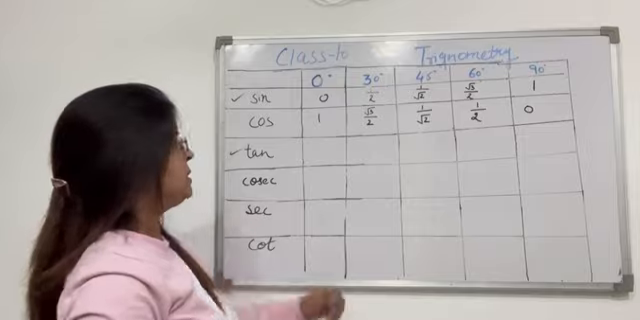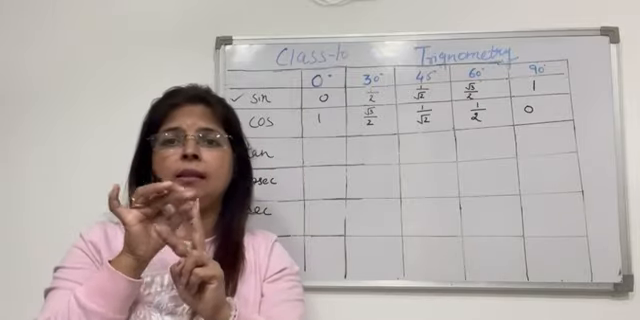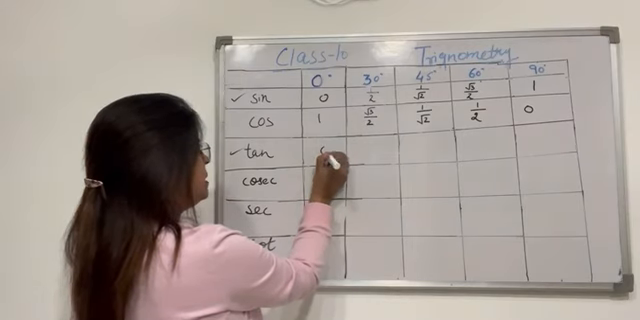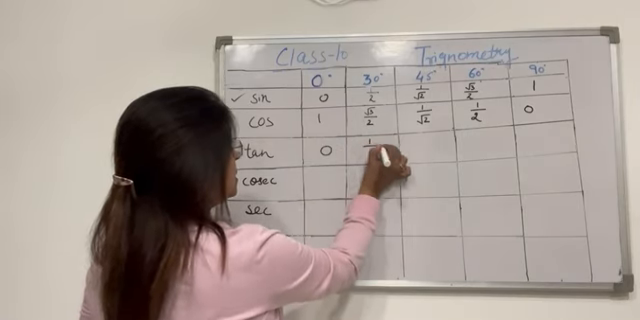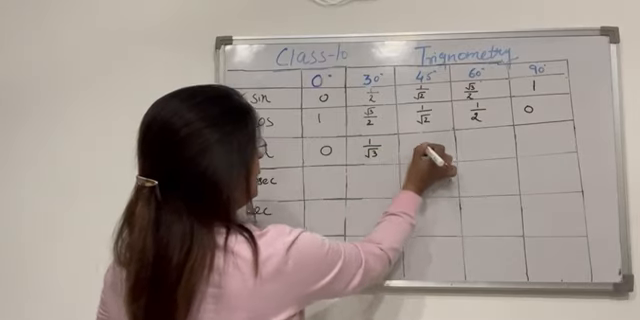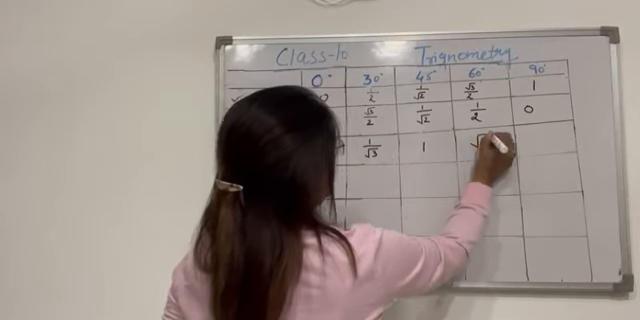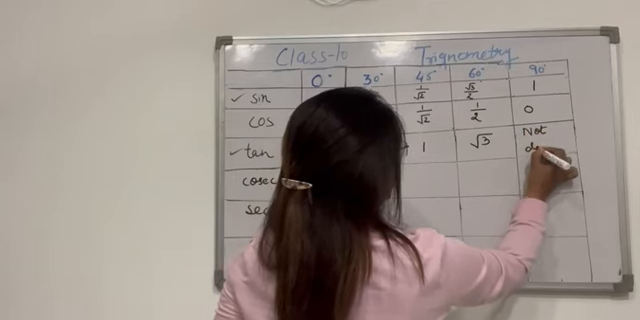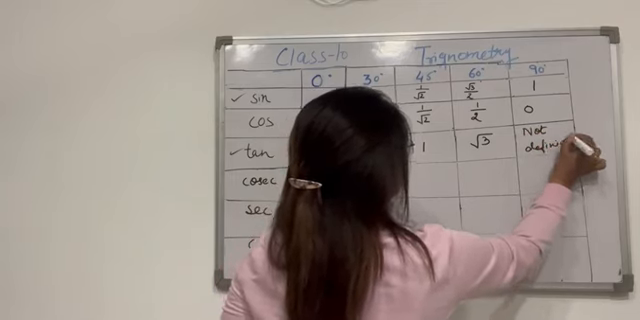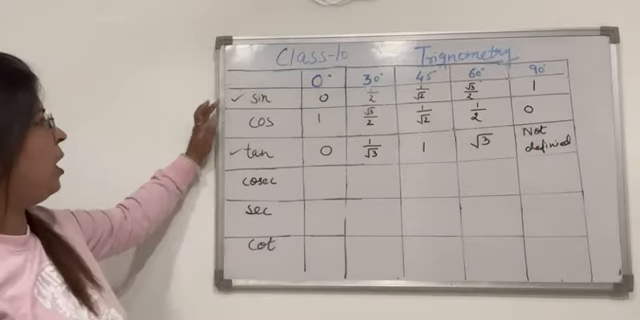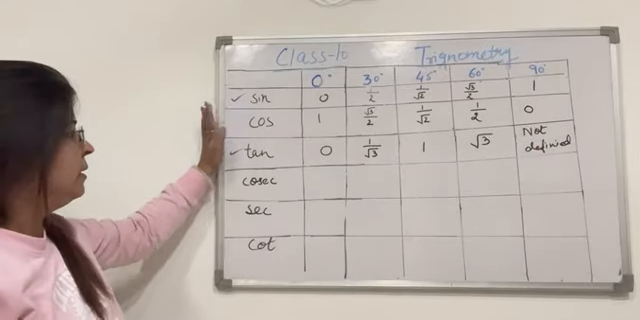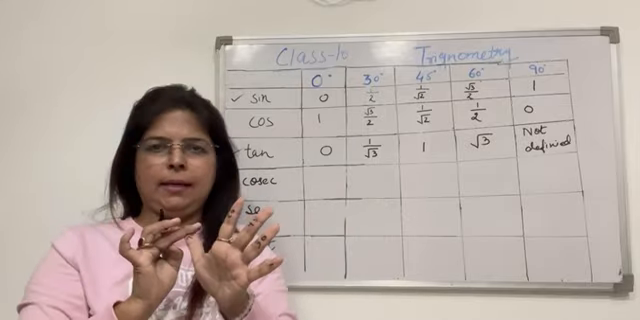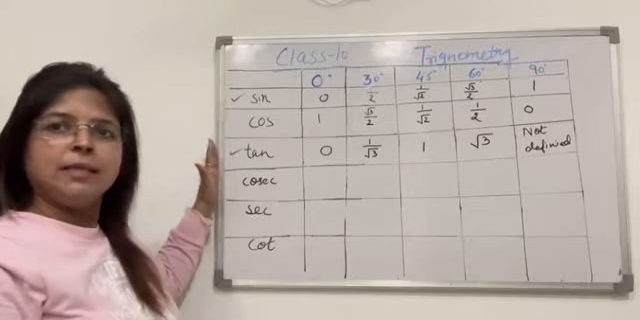I have told you in the starting you have to learn two, one for sine and the other for tan. For tan also we have to remember: tan 0 is 0, then 1 upon root 3, 1, root 3 and its value is not defined. So what we have to learn? We have to learn the values of sine and tan. Sine: 0, 1 upon 2, 1 upon root 2, root 3 upon 2, 1. Tan: 0, 1 upon root 3, 1, root 3 and not defined. Sine, cos, tan we have made.